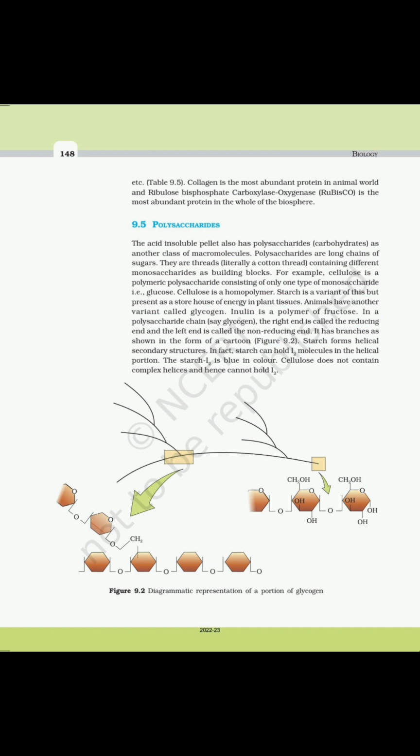Starch forms helical secondary structures. In fact, starch can hold I2 molecules in the helical portion. The starch-I2 complex is blue in color. Cellulose does not contain complex helices and hence cannot hold I2. Figure 9.2: Diagrammatic representation of a portion of glycogen.